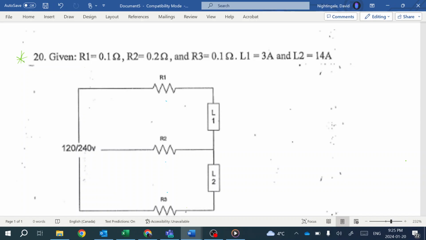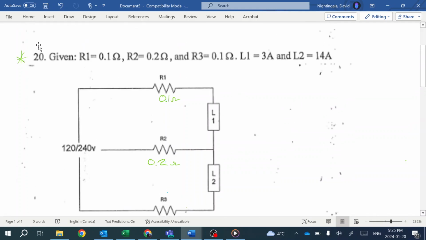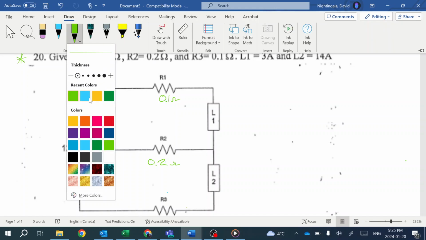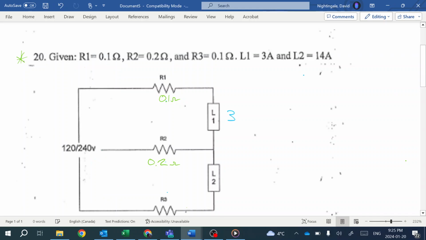So R1, the internal resistance of the conductor here, is going to be 0.01 ohms. Likewise with R3, 0.01 ohms. And through the neutral, R2 is going to be 0.2 ohms. So those values are given to us, and we're also given our load current. Our current is going to be 3 amps through load 1 and 14 amps through load 2.